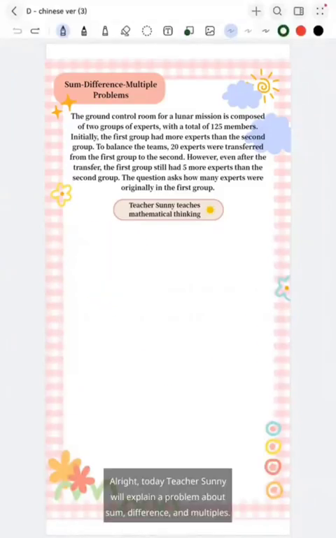Alright, today Teacher Sunny will explain a problem about sum, difference, and multiples. Let's start by reading the question carefully. There are two groups among the members of the ground control team for the lunar mission, both made up of experts, with a total of 125 experts.